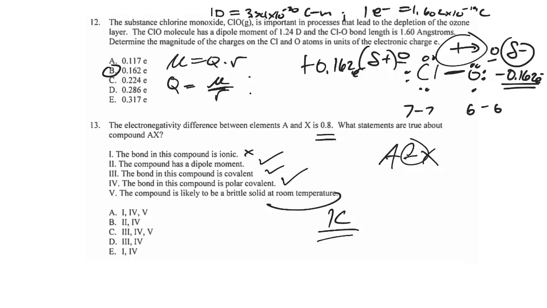So I think the answer goes with 2, 3, and 4. The bond in the compound is covalent. Maybe that means nonpolar covalent is what the question means, because I think the answer went with 2 and 4. They must be taking that to mean nonpolar covalent. If you ask me, all due apologies to whoever wrote this question, I don't like it, so I wouldn't worry too much about that question.